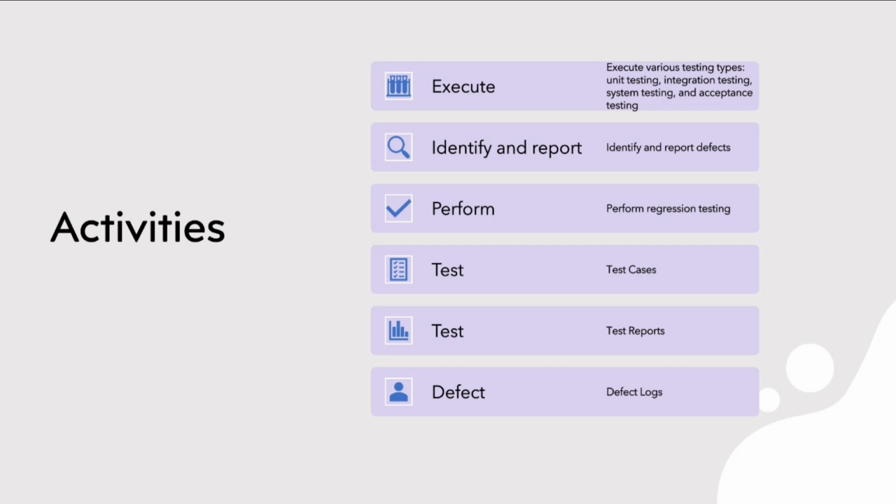First is to execute. Various kinds of testing types are there, like unit testing, integration testing, system testing, acceptance testing, functional, non-functional, smoke testing. Those things we need to execute. Then once the test case has been executed, we need to identify and report the defects. Then we have a defect life cycle, through which the defect is pushed to the respective developer. And once that bug has been fixed, we have to check the defect again. Then before release we have to perform some regression testing.